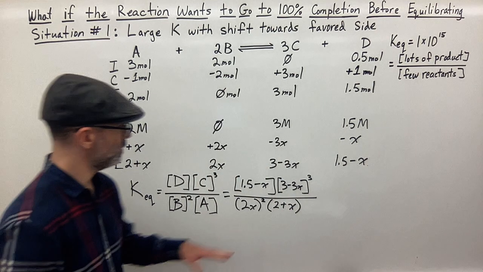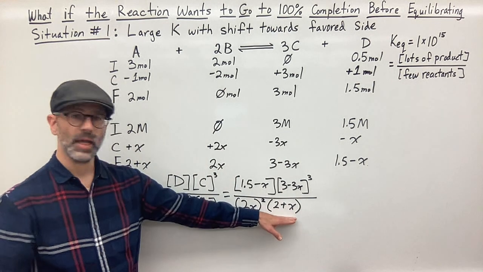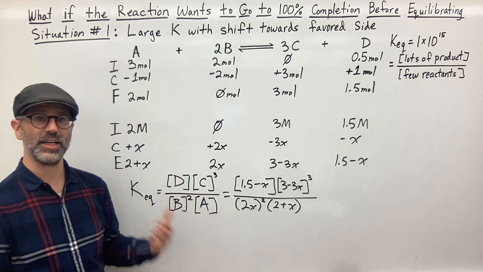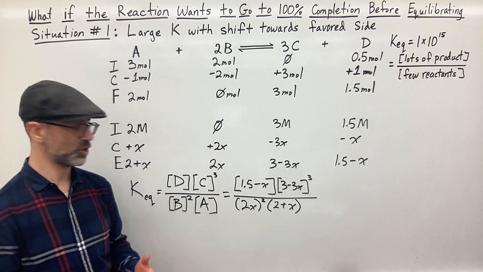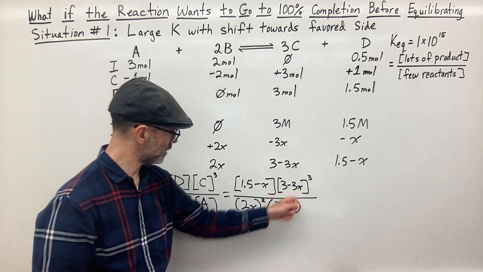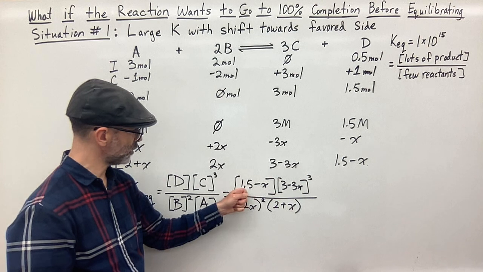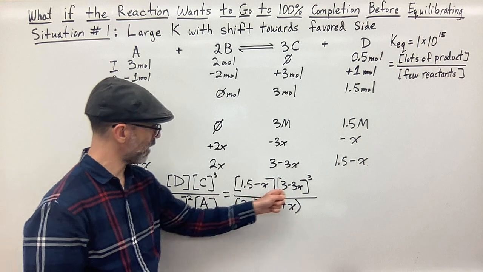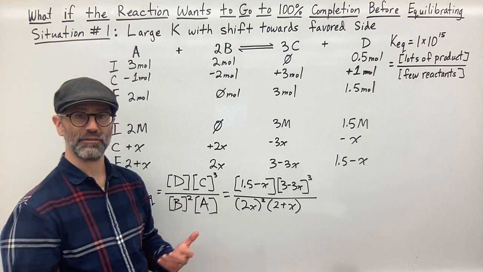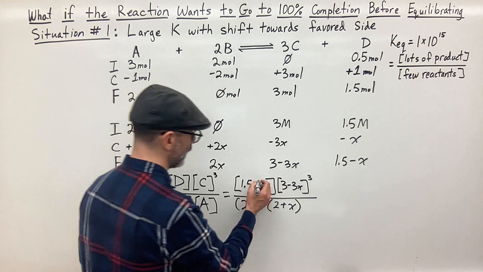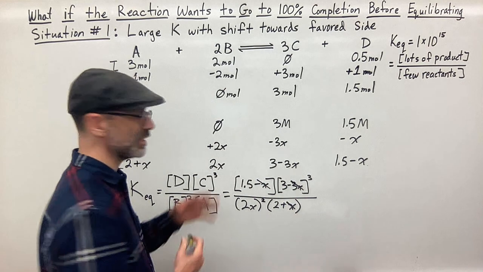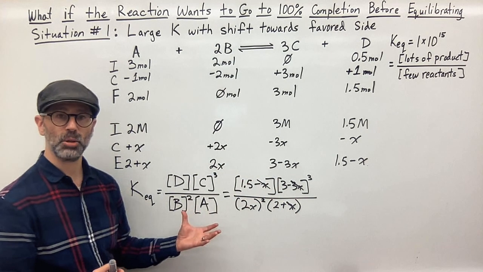Okay, now, because I know x is going to be very small in shifting this direction, I can use the x is negligible assumption, and I can assume that x is going to be small for this, this, and this. Now notice the initial concentrations are relatively large, 1.5, 3, 2, so x is negligible is a safe bet. So I can eliminate x here, x here, x here. So now this has become a very simplified problem.